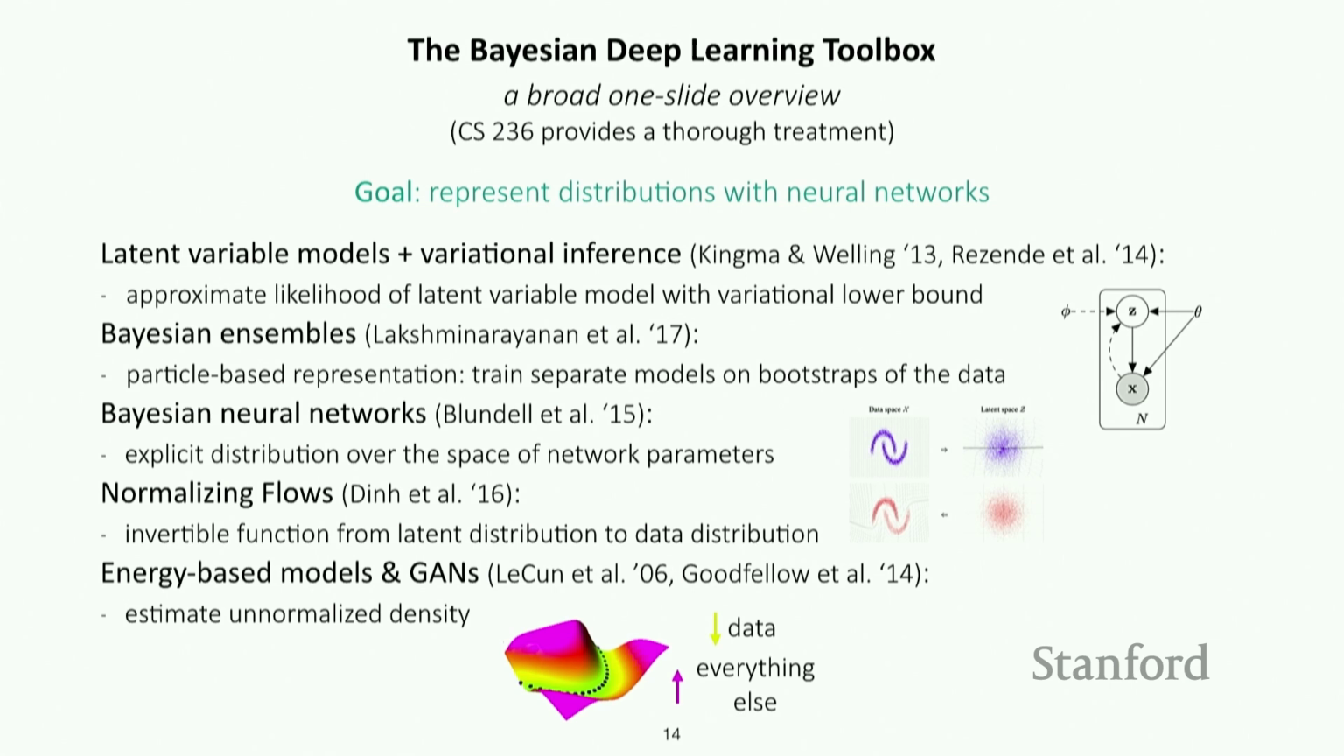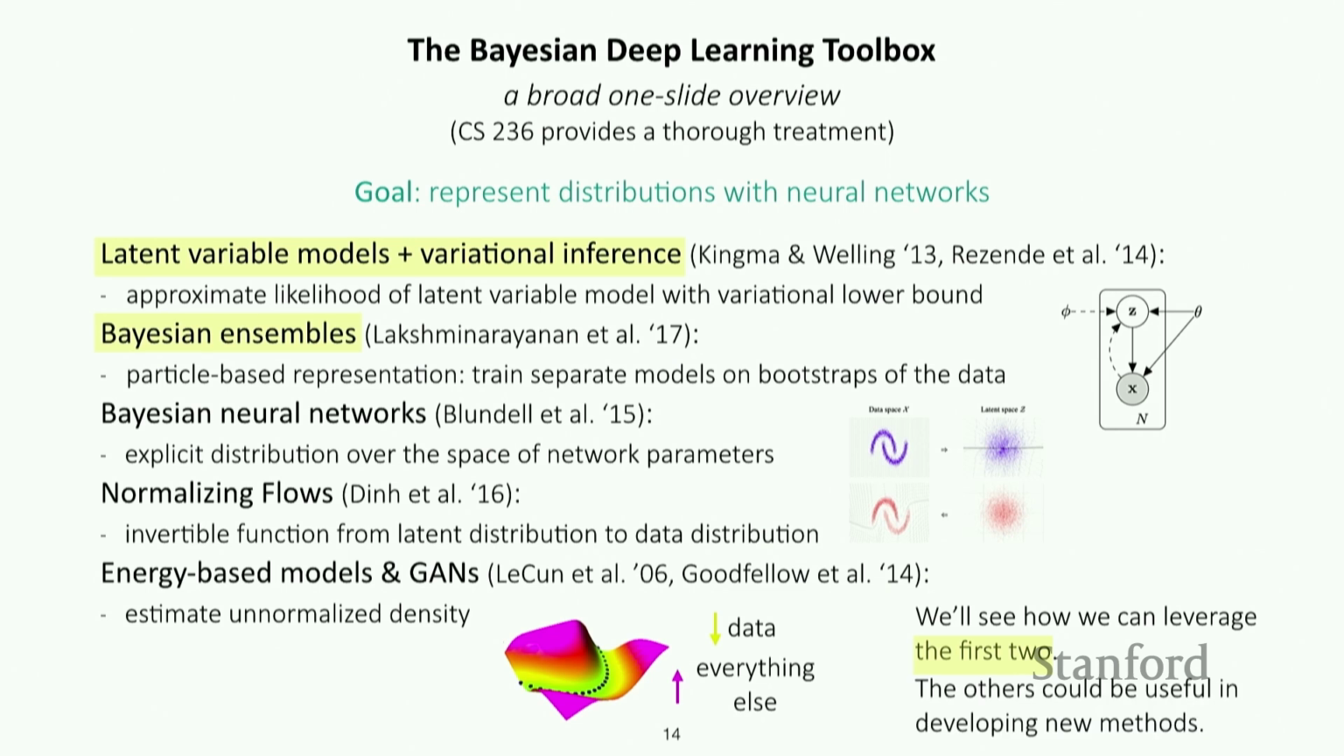Yeah, so this is an overview of the general types of tools that we have in deep learning to be able to represent distributions over data and over functions. In this lecture, we'll see how we can leverage the first two on this list for meta-learning approaches. The others could certainly also be useful in developing new Bayesian meta-learning methods. To my knowledge, people haven't looked at these types of approaches in the context of Bayesian meta-learning, but they could certainly be interesting for developing new methods. Okay.